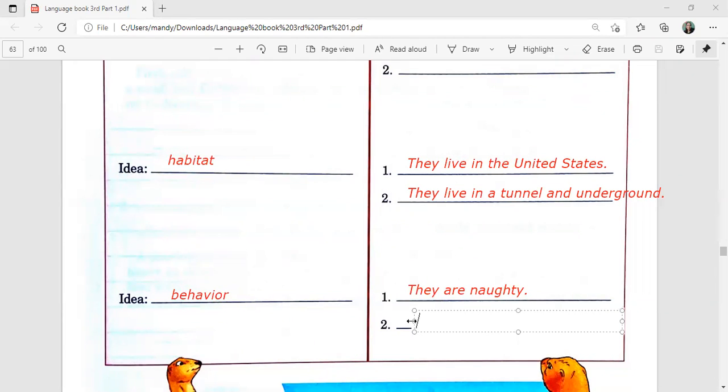Why? Curiosos. Okay, they are curious. Yes. They are curious. And also, okay, eat grass and seeds. Okay, let's see. Eat grass and seeds. Excellent. Okay, so let's see.